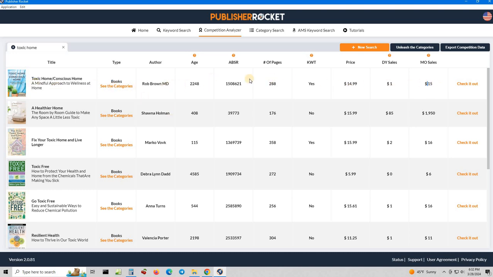This doesn't make sense. Something's wrong. It's a very old book, 2,200 days. Yeah, a couple years. It's a fairly lengthy book, although not as lengthy as yours. What is this? Oh, interesting. That's a new feature. Daily sales. You're getting about 16.